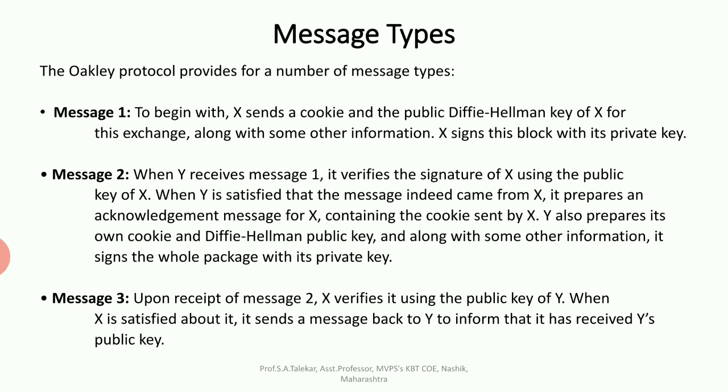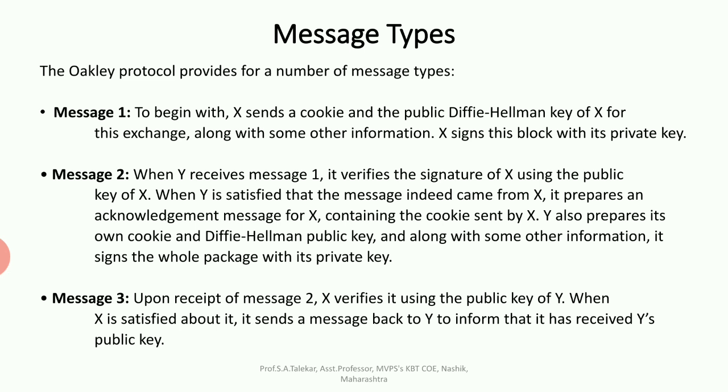There are different message types actually provided by the Oakley protocol. We shall consider only one of them, called aggressive key exchange. It consists of three messages exchanged between two parties, say X and Y, and let us examine these three messages. Message 1: to begin with, X sends a cookie and the public Diffie-Hellman key of X for this exchange, along with some other information. X signs this block with its private key.